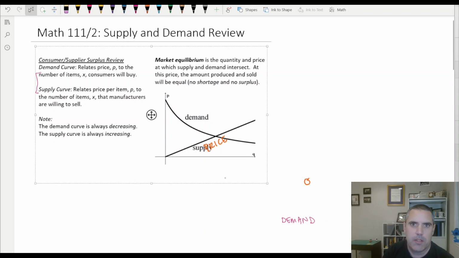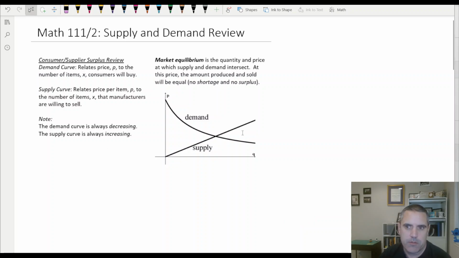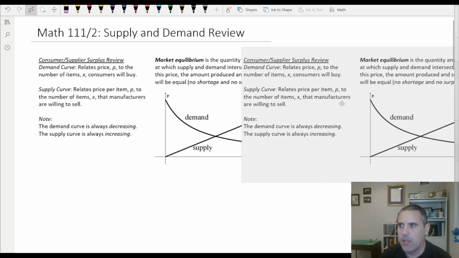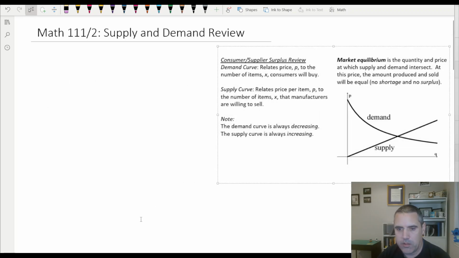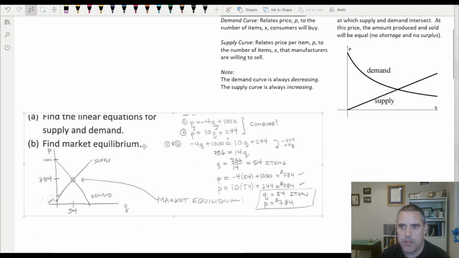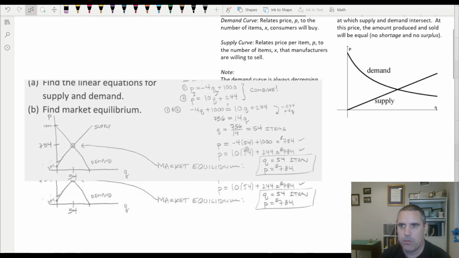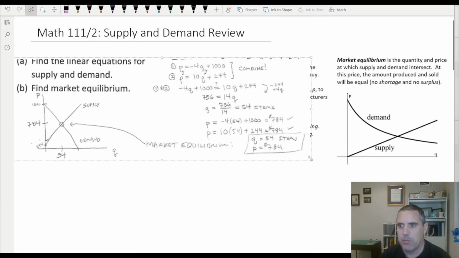I know I left my little marks here. But this is going to be step one in these problems, finding that market equilibrium. So mostly in Math 111 it was a chance to play around with intersection. So here's an example from my notes. I'll just move it right up on top of this.